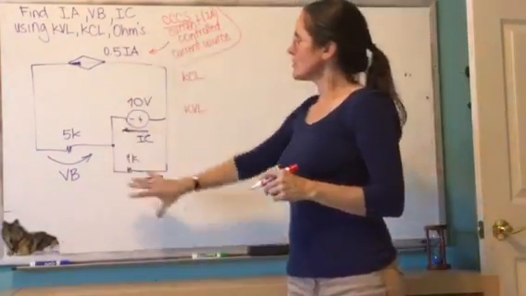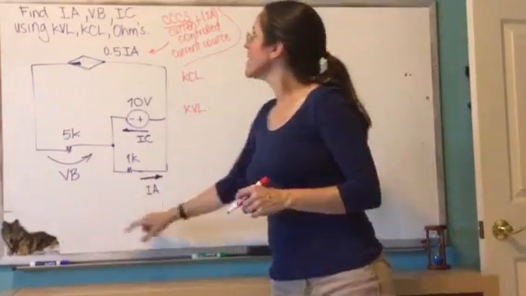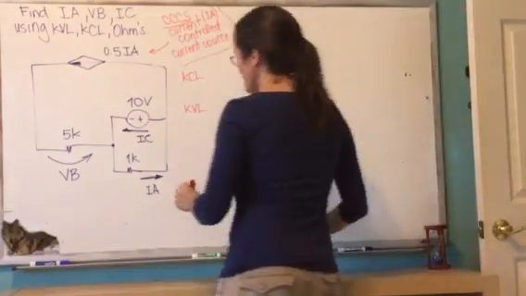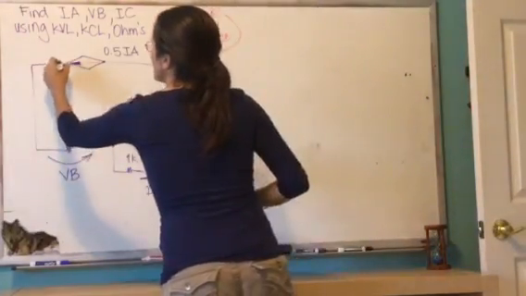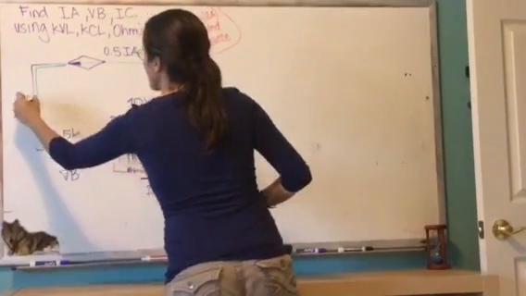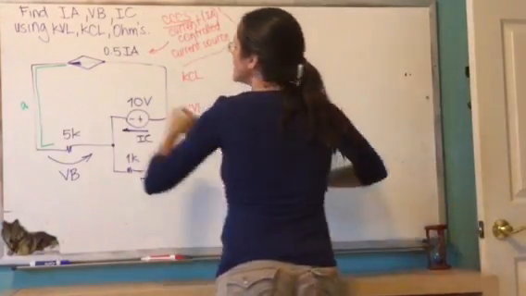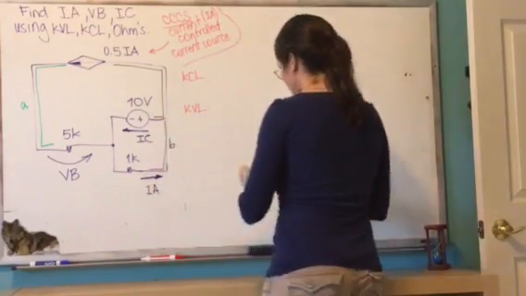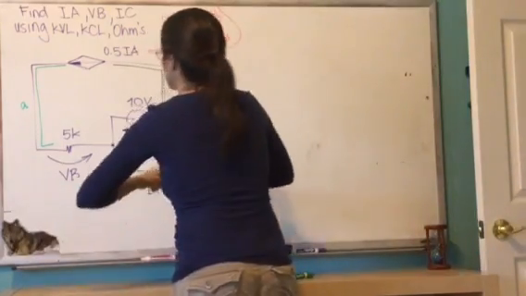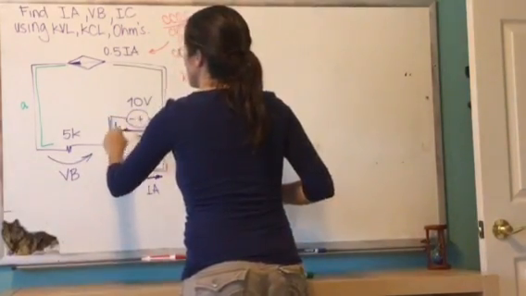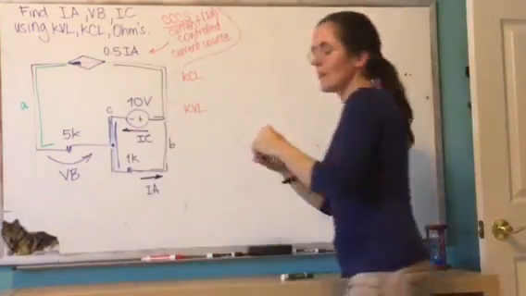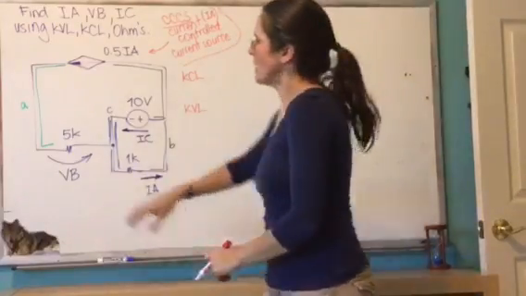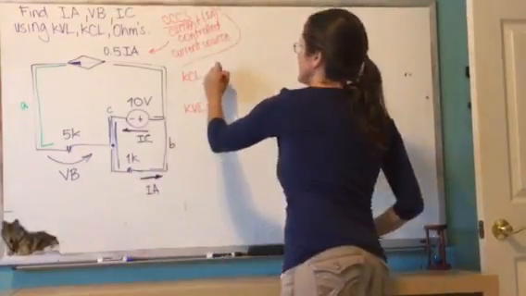I'm going to solve the circuit. I want to find IC, IA, and VB. To solve it, I'm going to first write KCL. And hopefully you see that this is one node, node A. This is another node, node B. And instead of calling this node, maybe I will call this node C. I'm going to only write two KCLs because the sum of two of them is going to be my third node. So I'm going to write KCL for node A.